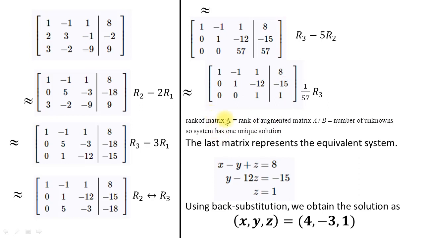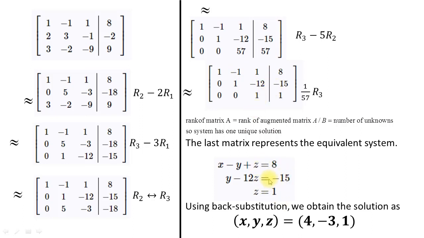So the rank of matrix A is equal to the rank of the augmented matrix, which is equal to the number of unknowns. So this system has a unique solution. Now, as I have already told you in the procedures, when we obtain the echelon form, we write this matrix again in system form. We obtain x minus y plus z is equal to 8, and y minus 12z is equal to minus 15, and z is equal to 1.